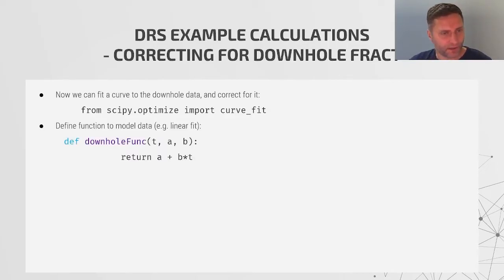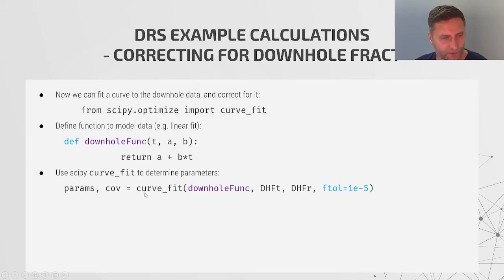Then we'll want to define a function to model the data. So if, for example, we thought our downhole fit was a linear function, we'd create a function that takes the downhole time, so the beam seconds time, and has 2 parameters to it, an intercept and a gradient. And it will take those values and multiply by the gradient and add the intercept. And all this is doing is setting it up so that we can pass that into SciPy's curve fit function.